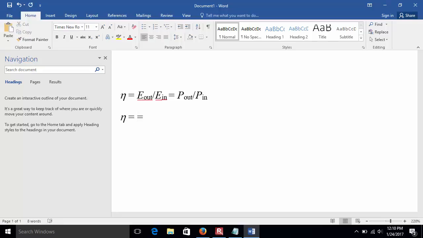eta equals T hot minus T cold over T hot. This is essentially Carnot's equation, and it says that the more efficient you want to be, the hotter you've got to get. Now, these formulas are all in kelvins.